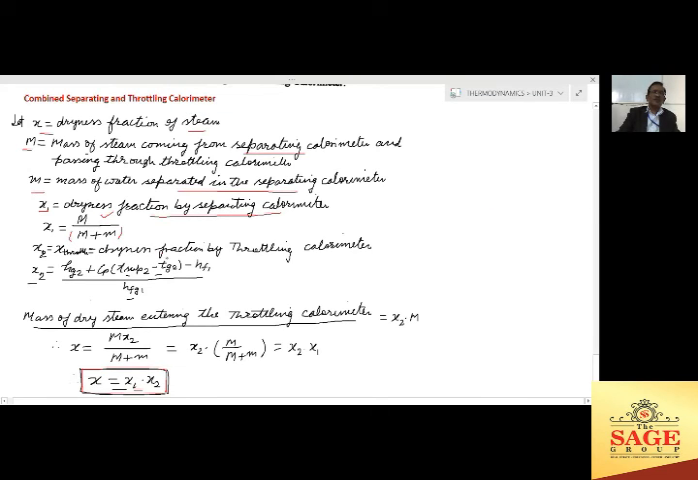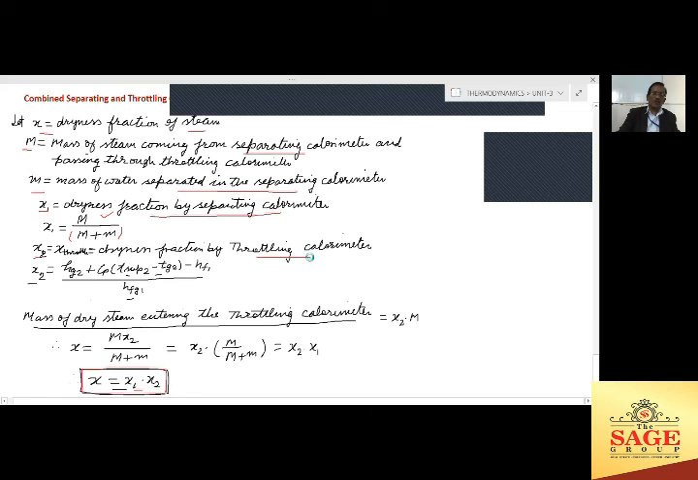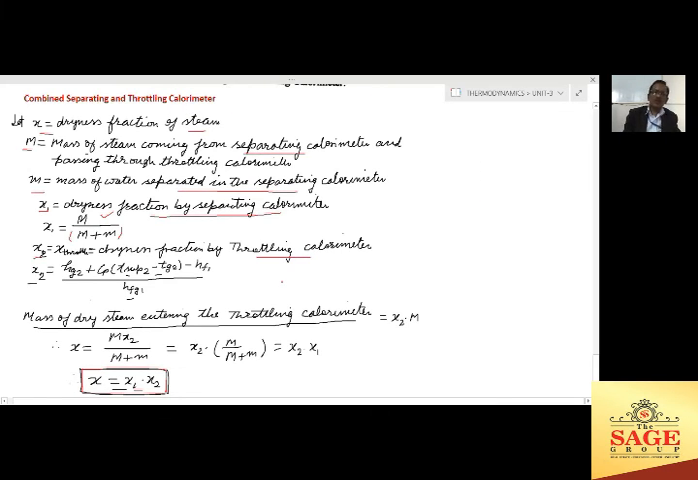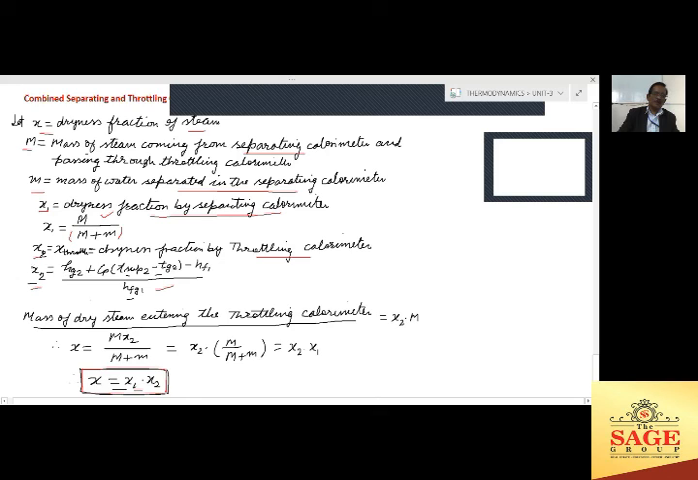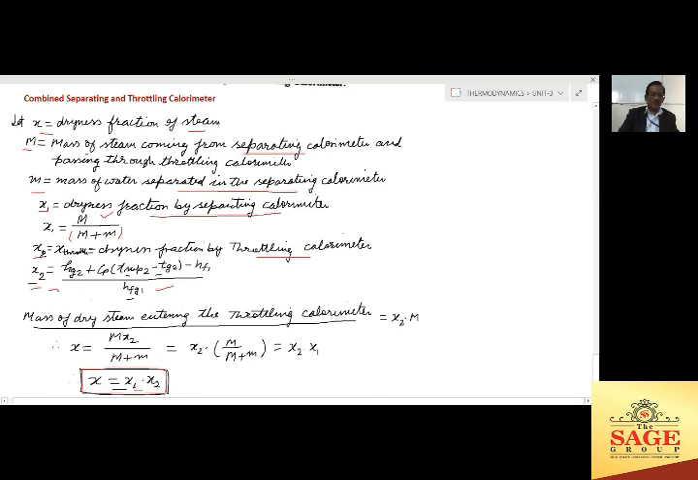Now, suppose X2 is the dryness fraction from the throttling calorimeter. Again, we have obtained the formula from the throttling calorimeter. With this formula, you can write X2, the dryness fraction, equal to Hg2 plus Cp (T super 2 minus T saturated 2) minus HF1, upon HFG1. So by this formula, we can find the dryness fraction from the throttling calorimeter.